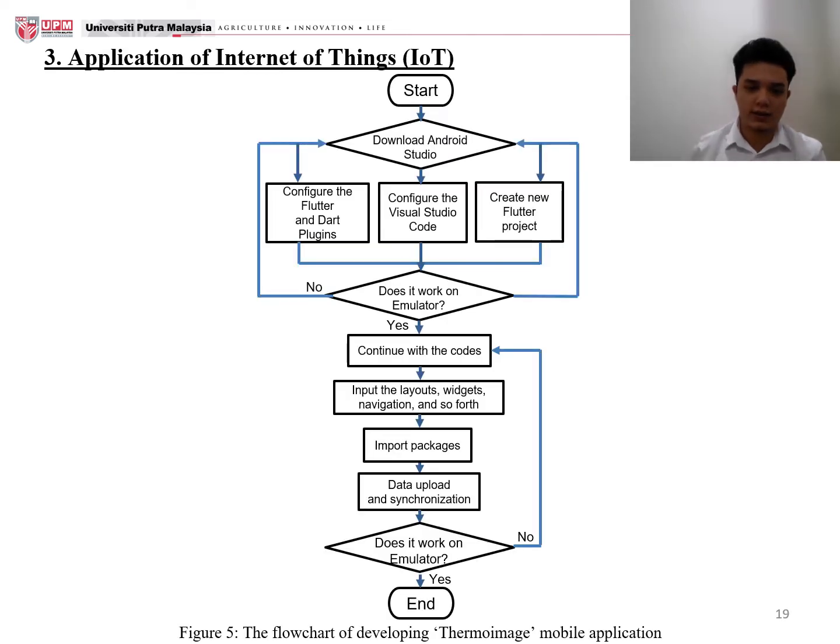Right. And this is the application of Internet of Things. So we begin with when I conduct the coding to make the application. First, download Android Studio, and then configure the Flutter and Dart plugin. Configure Visual Studio Code.